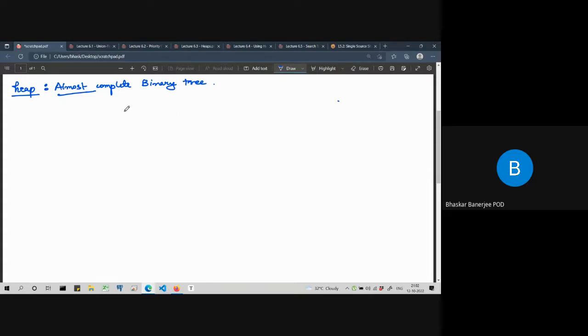But before that, how can you make a heap? That is the first question. We understood diagrammatically how a heap looks, but in programming, how can you make a heap? So the most preferred implementation is we use an array. Use array as a heap.